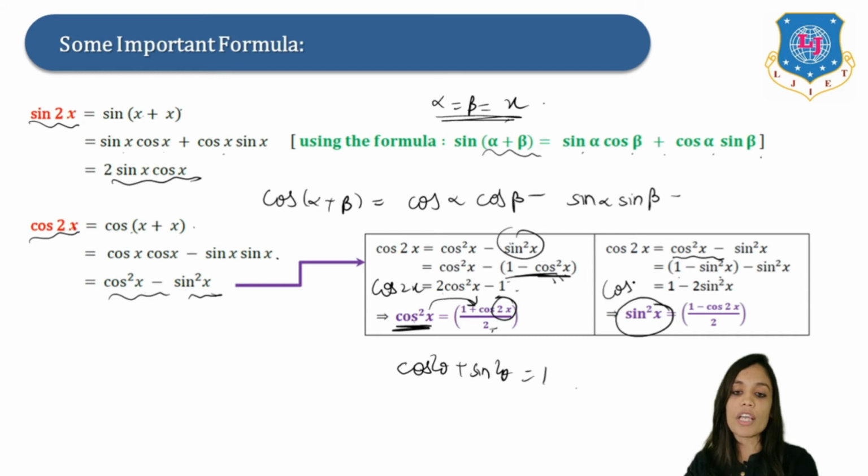So first you will get your cos 2x as 1 minus 2 sin square x. Now make this sin square as a subject. So you will get your formula of sin square x as 1 minus cos 2x upon 2. So whenever you have to write the formula of cos square or sin square, remember just theta gets double, right?